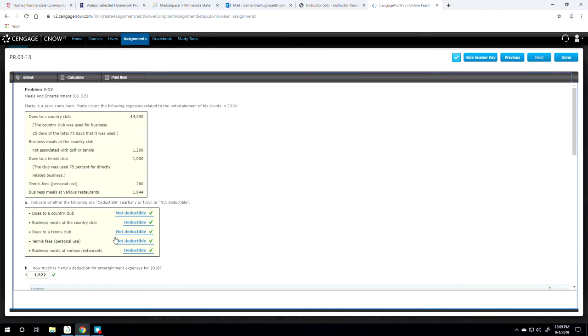Okay, so I have the answers posted here. So let's look at this. So dues to a country club, those are not deductible. They're never going to be deductible in any of the problems. And I think this is the second time I've seen that come up, because remember we dealt with country club dues in problem number 1. So that's coming up a couple times in the homework. So important thing to remember. These expensive, crazy country club dues that people try to get away with deducting, the IRS has said, no, we're not going to let that be deductible.